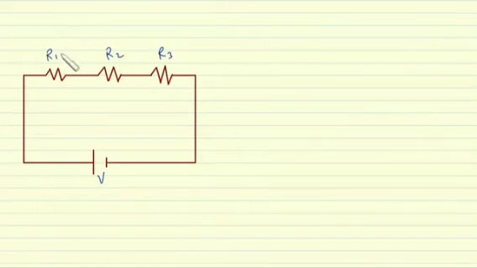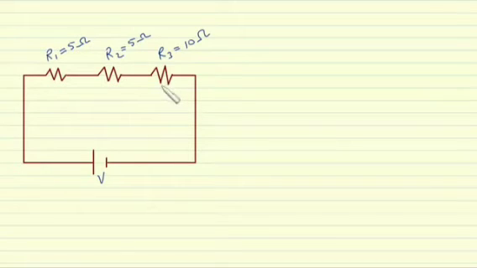Now the resistances R1, R2 and R3. Suppose the value of R1 is given as 5 ohm, the value of resistor R2 is given as 5 ohm again, and the value of resistance R3 is given as 10 ohm. We have to find the effective resistance. We can replace these three resistors with only one single resistance.